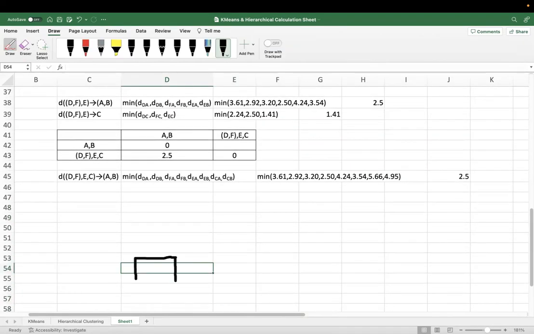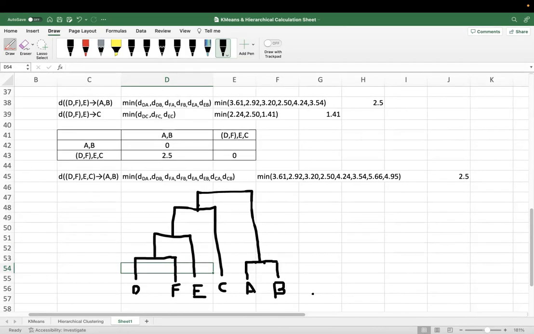So what is the first cluster? The first cluster is D and F. The next cluster is E. And the distance between D and F is how much? 0.71 is the distance between A and B. So the distance between D and F is 0.5, A and B is 0.7, DF and E is 1, and DF, E and C is 2.50. So this is called a dendrogram.